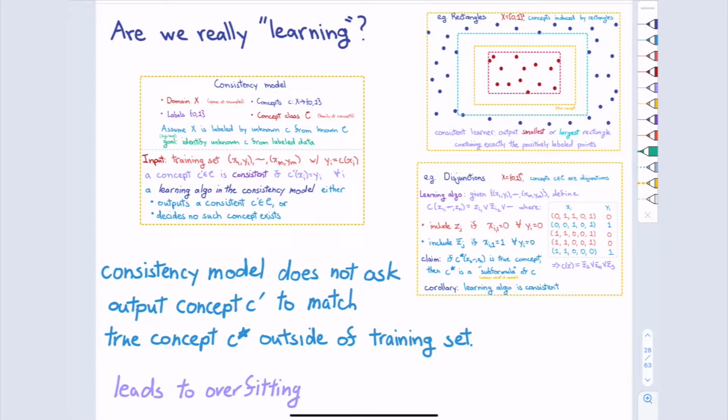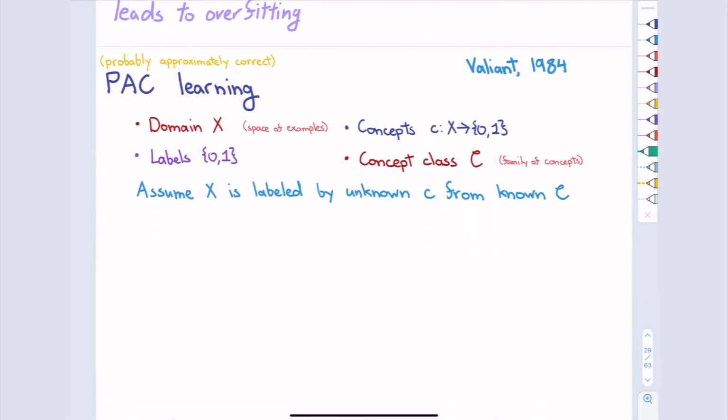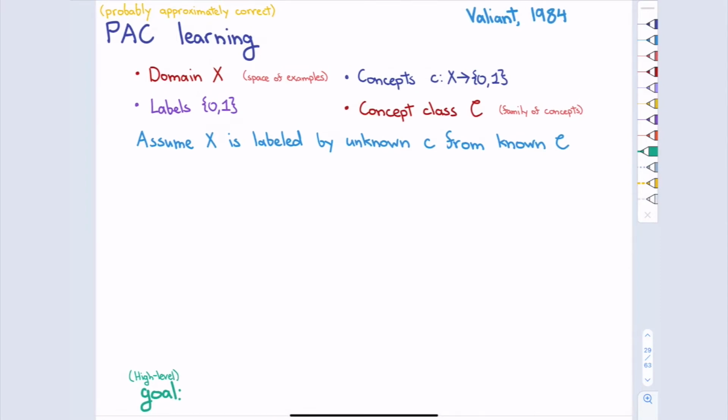Okay. Any questions to this point? All right, so this is when we bring in this notion of PAC learning, introduced by Valiant in 1984. That's Paul's dad. Paul's a professor here.